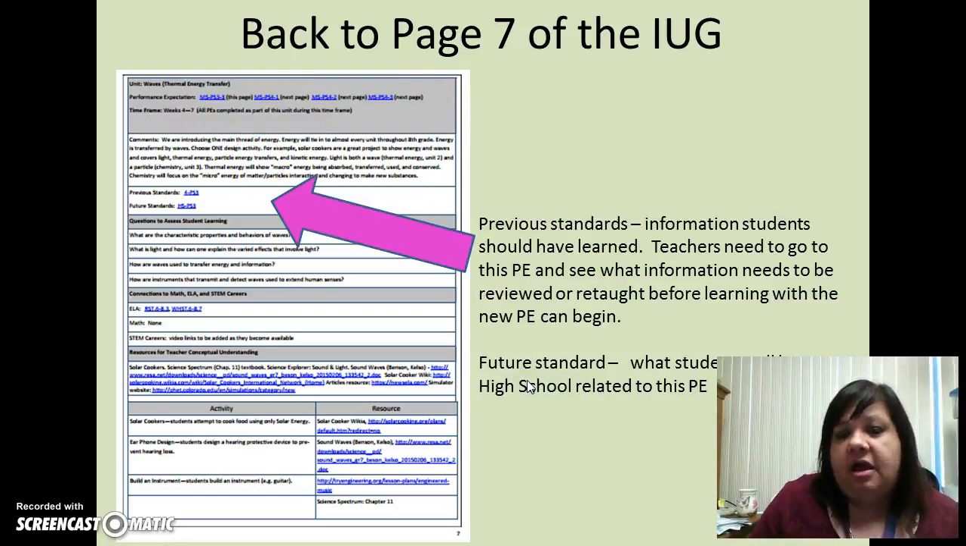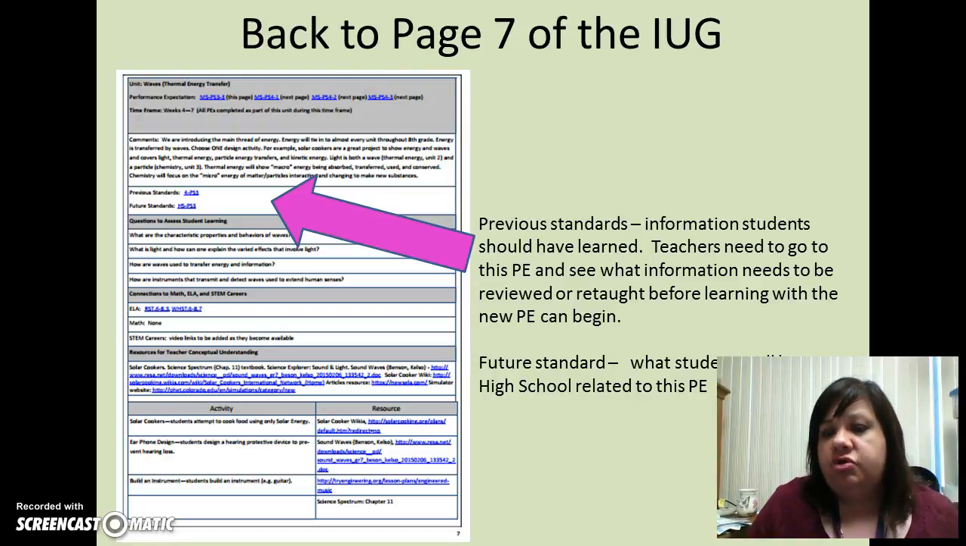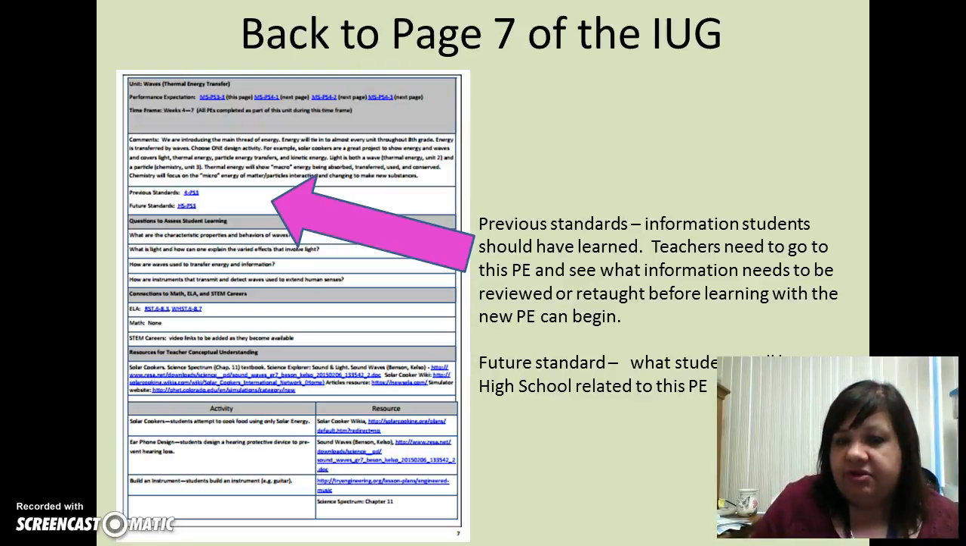The next thing on page 7 of the instructional unit guide is the previous standards, and that is learning that should have happened, and it will tell you when it should have happened. Like this one says 4th grade, so it has a 4 in front of it.